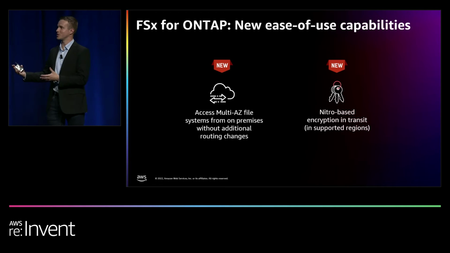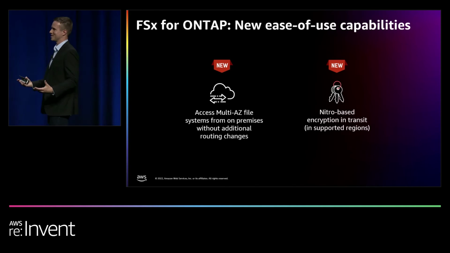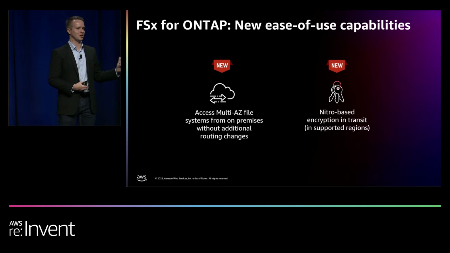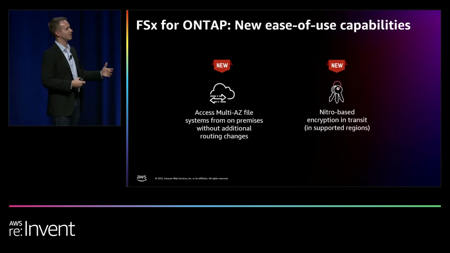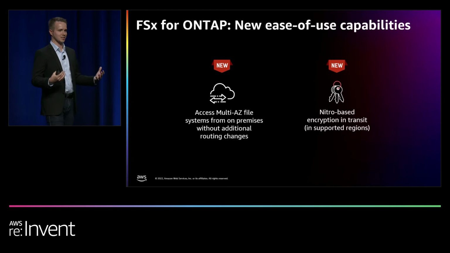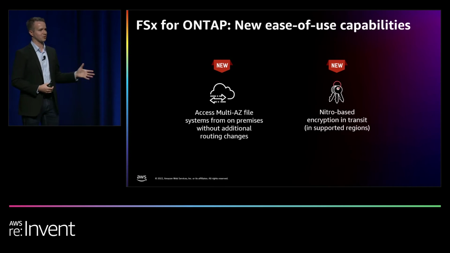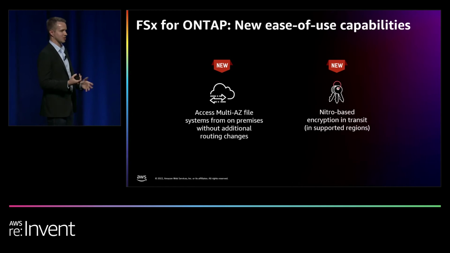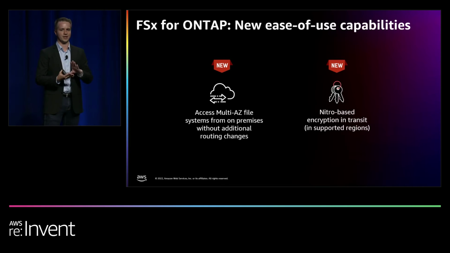So previously, we've always supported Kerberos-based encryption in transit on FSx for ONTAP. We continue to support Kerberos-based encryption in transit, but this gives you another option to have your data encrypted really without having to do any setup. And this is supported for new file systems, and again, in a set of 4 supported regions: Virginia, Ohio, Oregon, and Dublin.